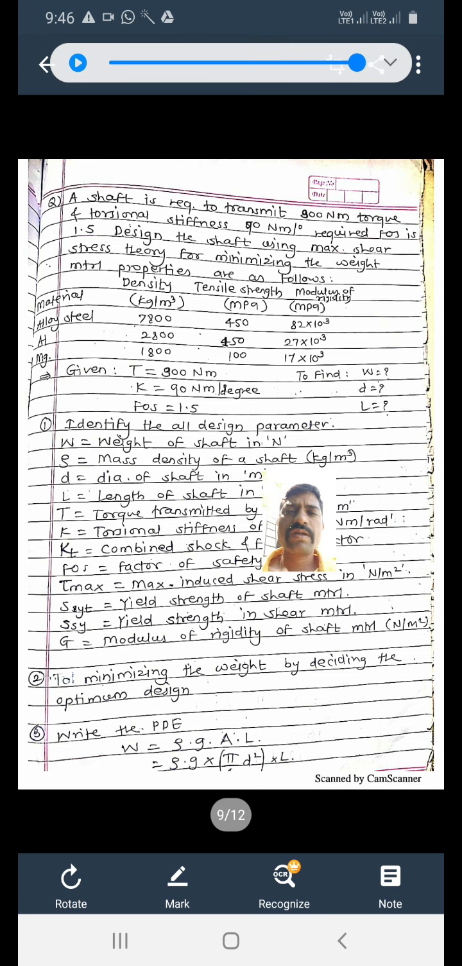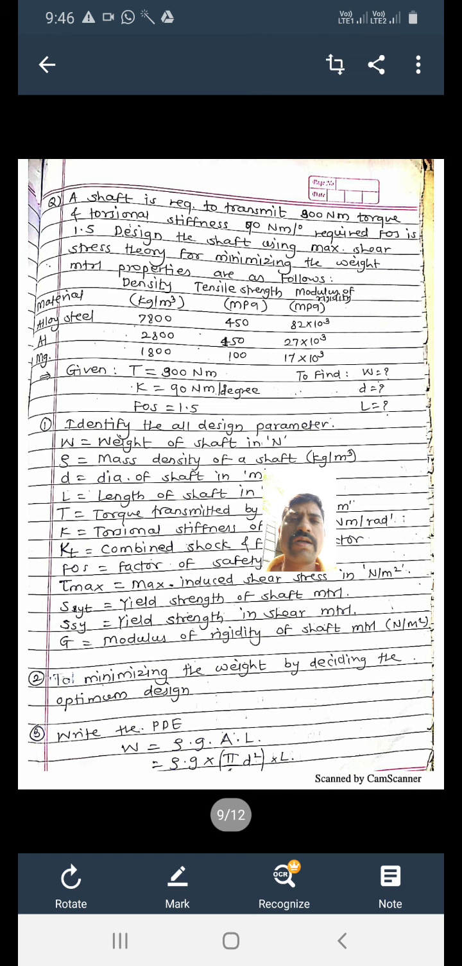A shaft is required to transmit 900 Newton meter torque and torsional stiffness 90 Newton meter per degree. Required factor of safety is 1.5. FOS value is given 1.5. Design the shaft using maximum shear stress theory. Which theory we want to use here? Maximum shear stress theory, for minimizing the weight of the material.